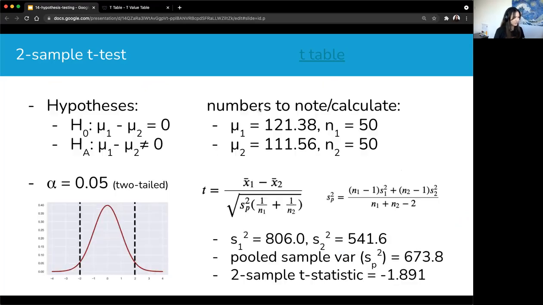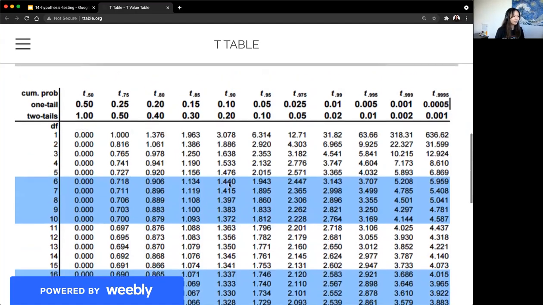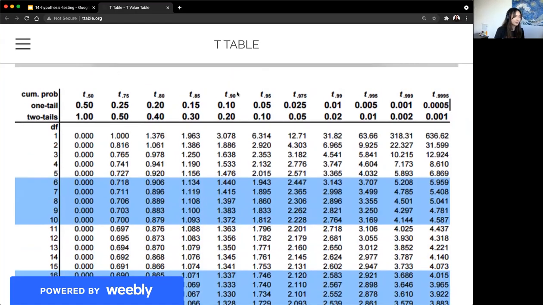So in this t table, we have an alpha of 0.05, and on each side we have 0.025. So we're actually going to look at this example over here. A two-tailed test of 0.05, which is in this column here.